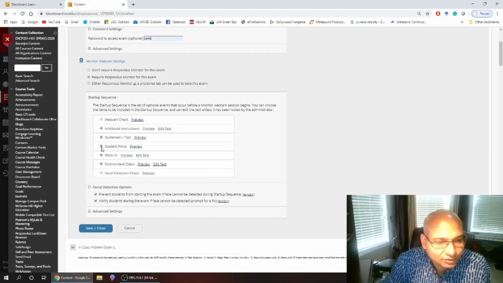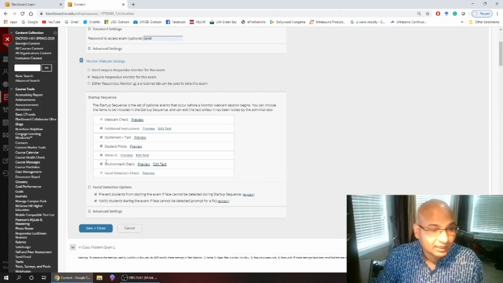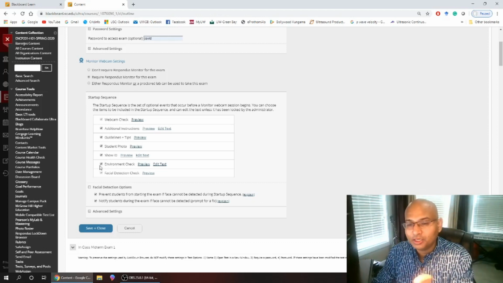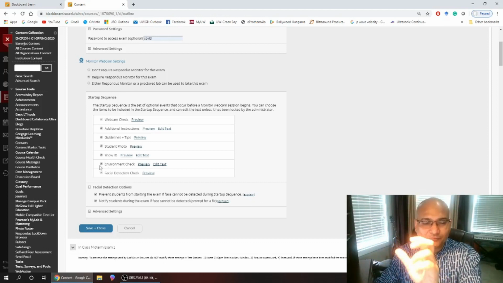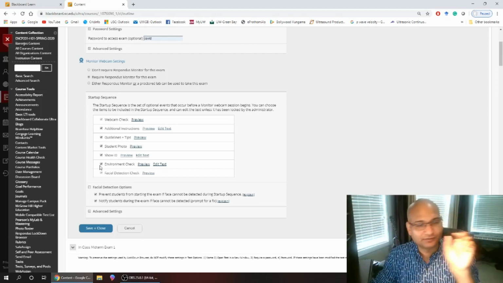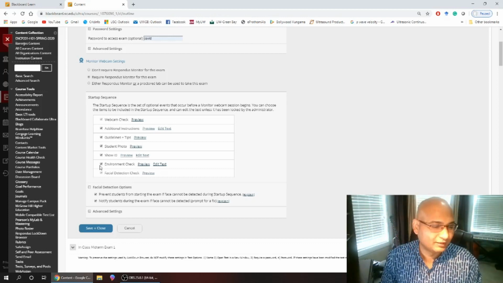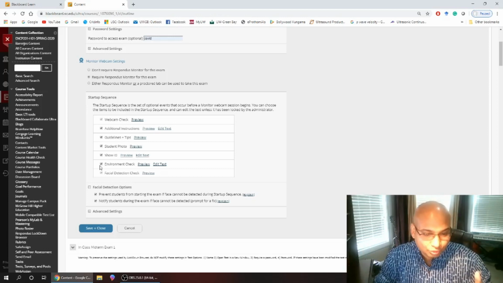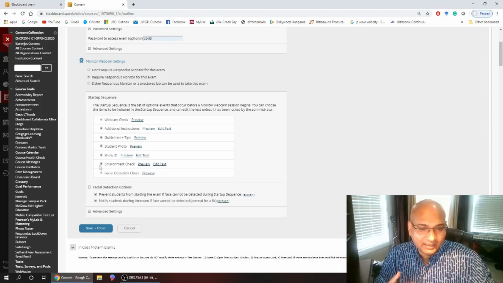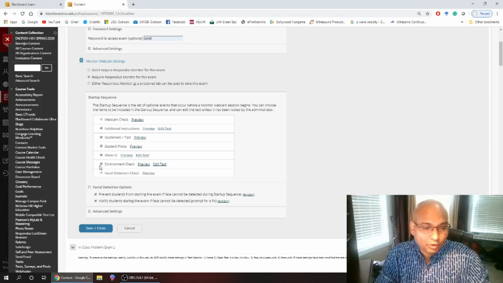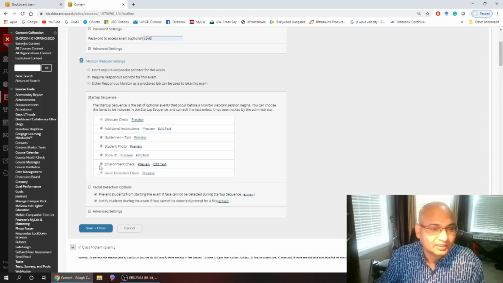Let's say you want a student photo ID to show, the student's ID and the student photo itself, and an environment check. That means they have to turn on the camera and show the surroundings of their exam. They should not have any copies or any kind of materials or books lying around, so you can see the environment, and then you can allow them to start. So through that webcam you can control, or proctor, this exam. Basically this is the method of doing it.